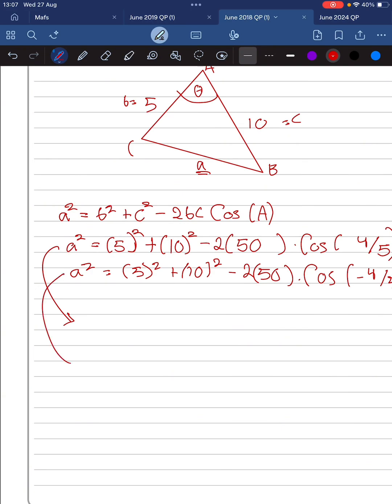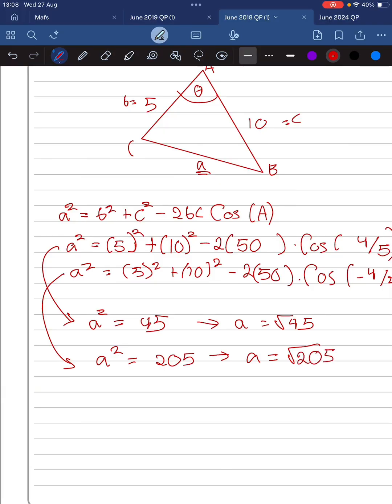and the second one, if we plug it into the calculator, we get a squared equaling 45, okay? But for the second one, we get a squared equaling 205, right? If we square root each side, we get a equals root 45, and a equals root 205.